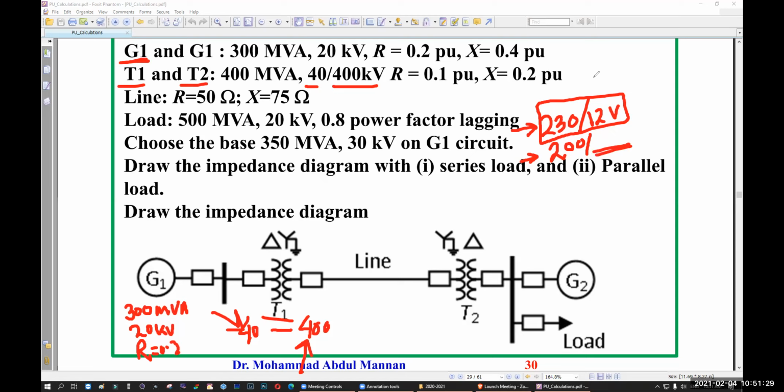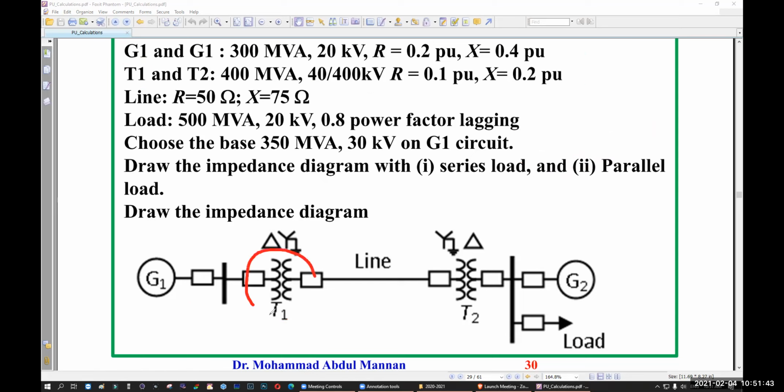Maybe you have bought 230 to 12. That is your rating, the rated value. But that doesn't mean that you will be using that value at that time. Understood? So maybe this transformer rating is 40 to 400. That doesn't mean I will put in 40 and I will get 400. That's why this is called rated, and those values are actual.